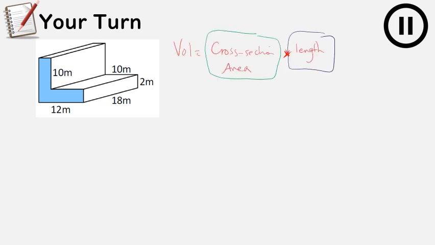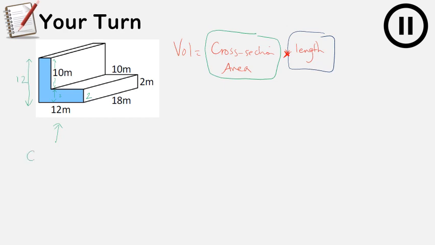Okay, well done for giving that a go. Volume equals cross-section area times by the length. Let's start with the cross-sectional area. I'm just going to put on the missing values on this diagram here. So this length here is 2. What's the height of the whole shape? Well, we know that bit there is 10. What's the length there? That's 2. So the whole thing's got to be 12.